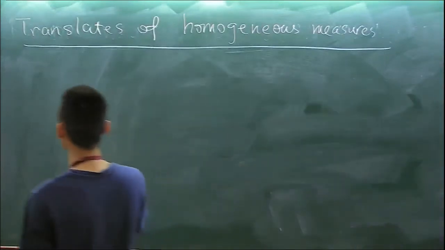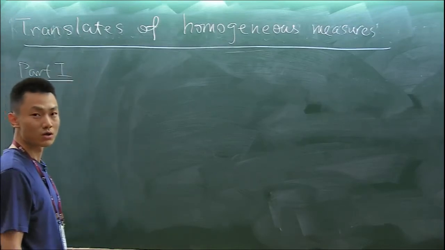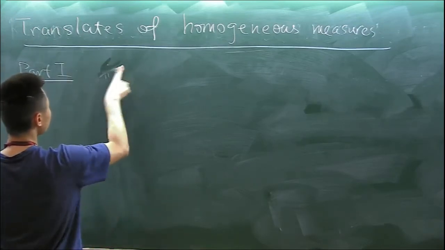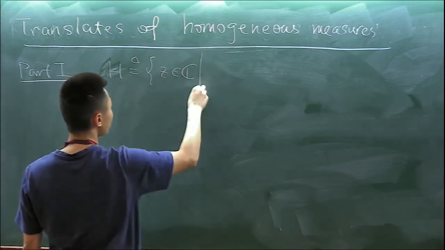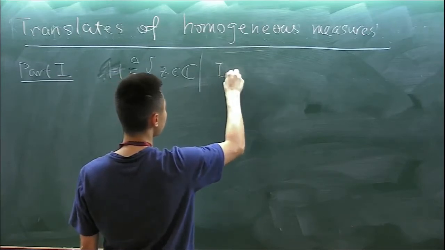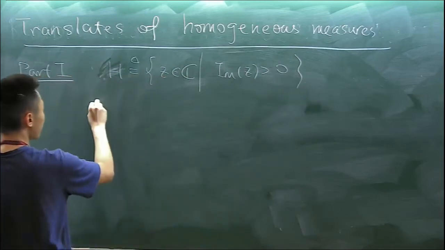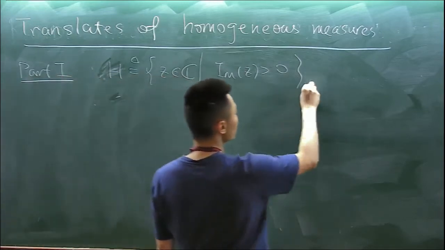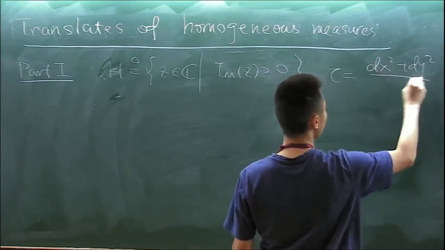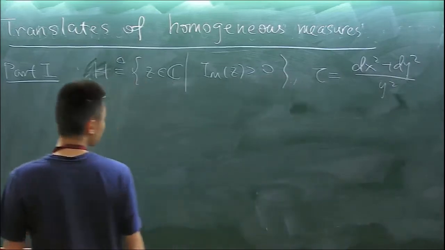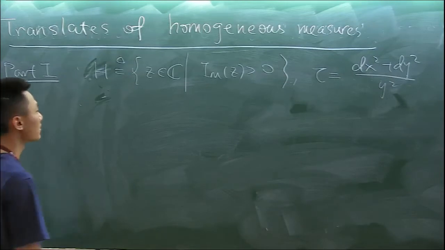So what is the picture? I first want to look at the upper half plane, denoted by H, which is nothing but the set of complex numbers such that the imaginary part of z is positive. The upper half plane is equipped with a metric, which let's call it tau, which is just dx squared plus dy squared over y squared. And under this metric, this is a constant curvature space, right?